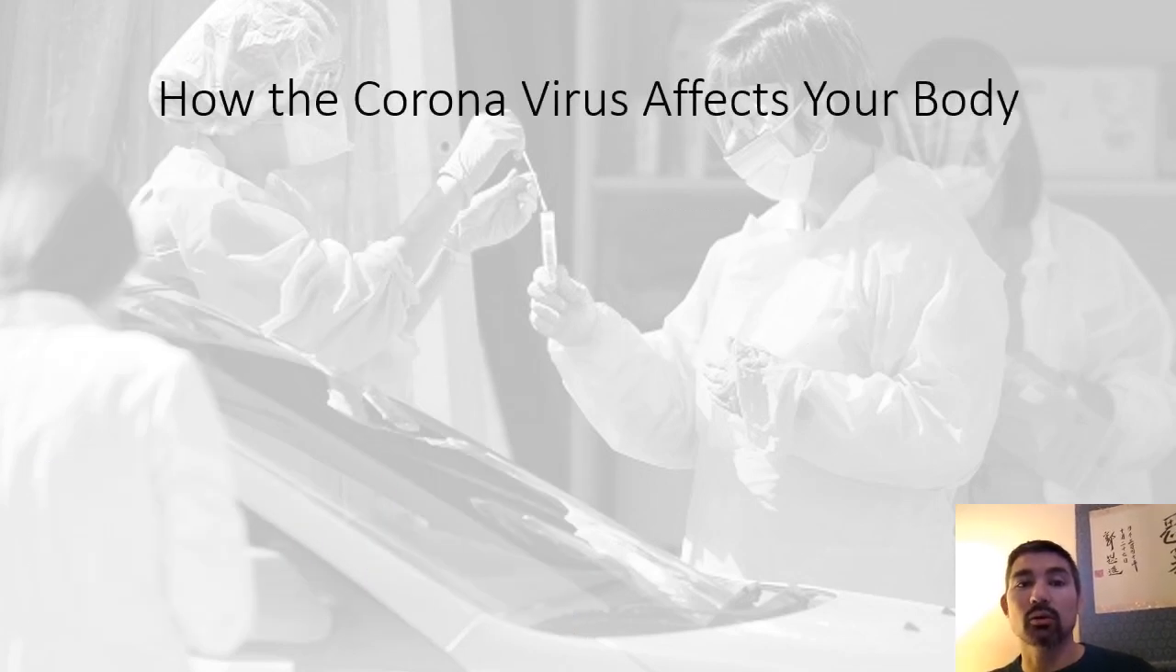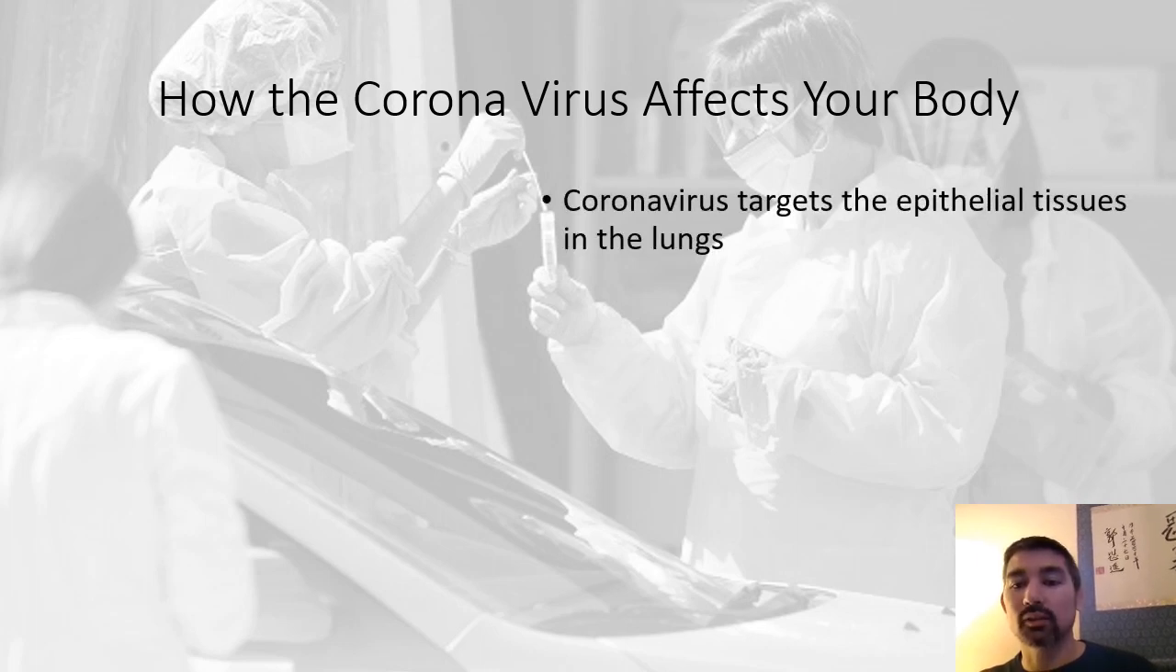So let's talk about how the coronavirus affects your body. Now, the coronavirus targets your lungs. Specifically, it targets the tissues on the surface of your lungs, your epithelial tissues. And so these epithelial tissues are super important because they, number one, produce mucus. And mucus serves as kind of a barrier between your lungs and the outside world. When viruses or bacteria go into your body, a lot of times they get trapped in this mucus, and then your white blood cells can kill them, or this mucus can just get expelled from your body.